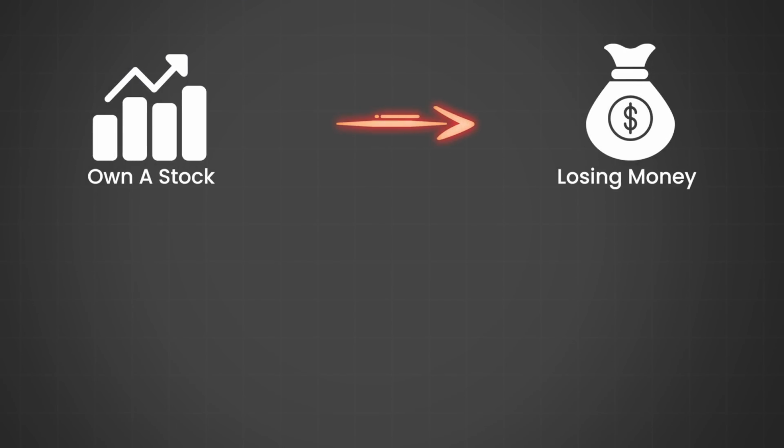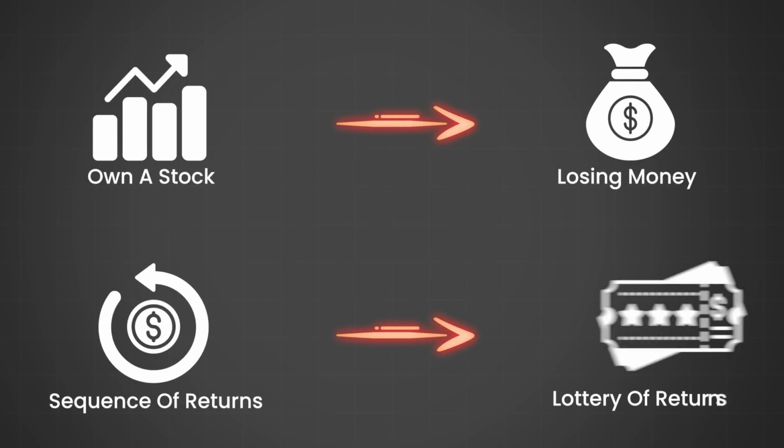What is sequence of returns risk, and how does this, along with market volatility, impact your ability to pay yourself that steady monthly income from your investments over the years without the fear of you running out of money? Sequence of returns risk is a different kind of risk than the risk that you have when you own a stock. When you own a stock, you have the risk of losing money. But with the sequence of returns risk, you have the risk that comes from a lottery of returns. It's the risk that the order of returns that you receive in your portfolio is unpredictable.